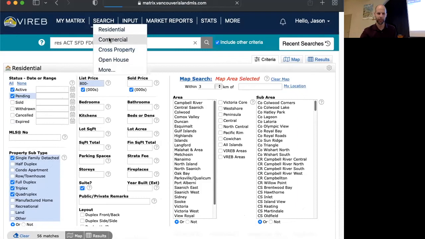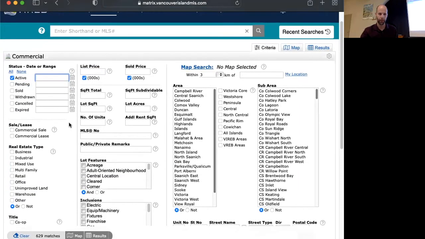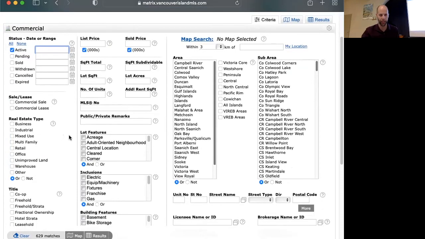The commercial one's a little bit different. So this would be multifamily, right? So typically I don't do a lot of, you can search businesses that are for sale, industrial land, mixed use. Most of the time it's multifamily. So that will be 5 units or more. And then quite often what I'll do is the square foot total.